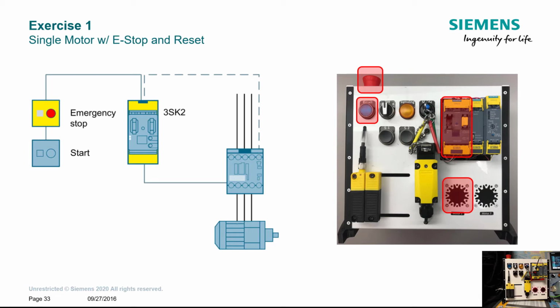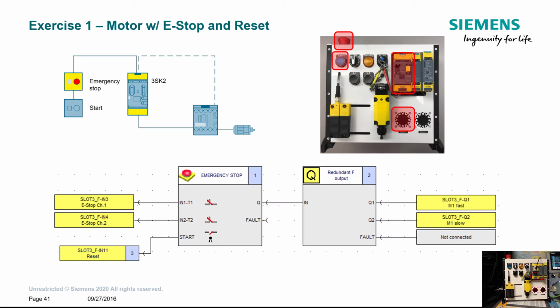Again, with an e-stop, it's required by code to have a manual reset button in order to restore power to the machine. So that's what the blue button is there for. The software to represent this logic in our Safety ES software is going to look like this, where we have that e-stop component being driven by the e-stop, the blue reset button, and then the output directly from an output from the 3SK2 base unit to that spinner light.